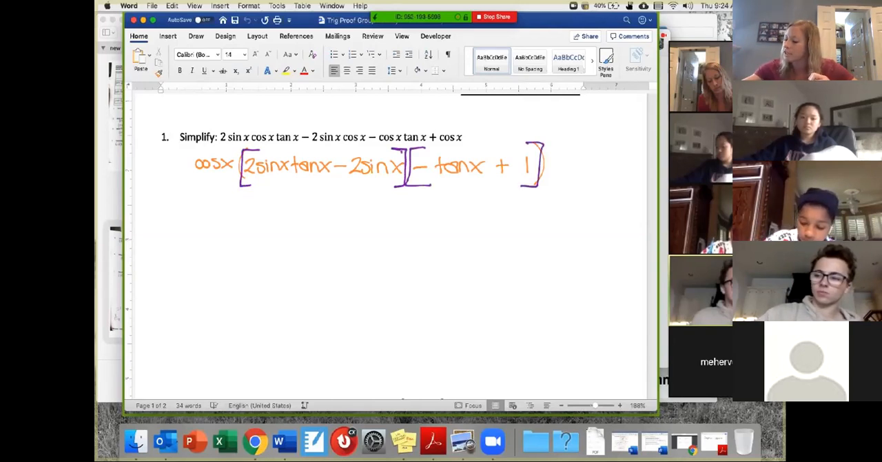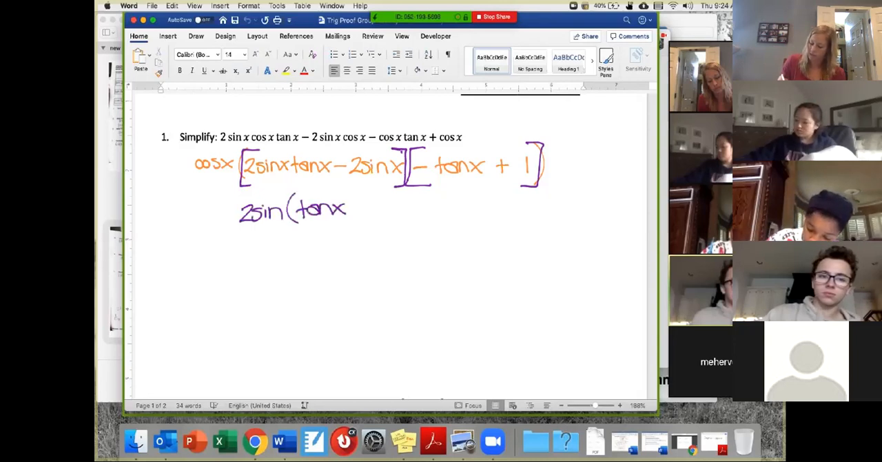So in that first set of groupings, what can I take out? You can take out 2 sine. I'm just going to keep it positive because they're both positive, but you can take out 2 sine, which leaves you tangent minus 1. In that second grouping, what could you take out? A negative, which would leave me tangent minus 1.